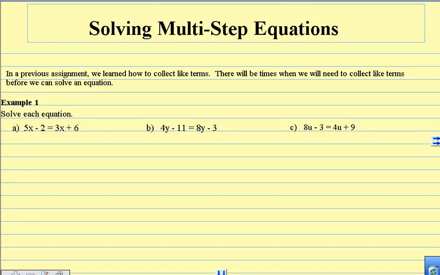Hello. Today we're talking about solving multi-step equations. Okay, in our previous lesson we were doing one and two-step equations, but today we're looking at multiple steps.